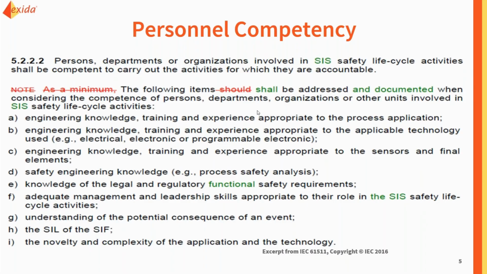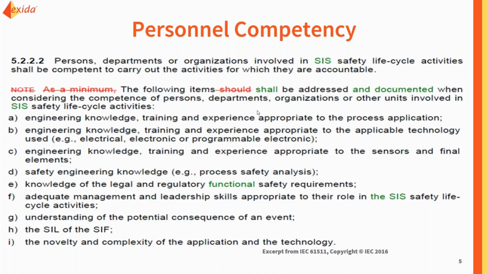Having said that, they expand on it by saying the following items shall, so again, we're looking at normative language, be addressed and documented when considering the competence of people, departments, organizations involved in CIS safety lifecycle activities. So this is far more specific than it used to be in the 2003 edition. And then it goes on to define those activities with engineering knowledge, training, and experience appropriate to the process application.